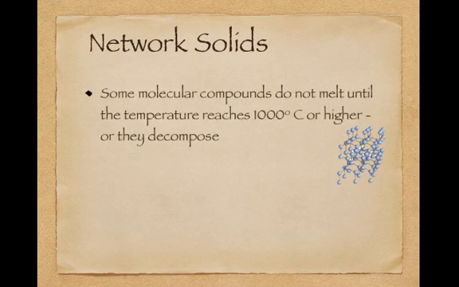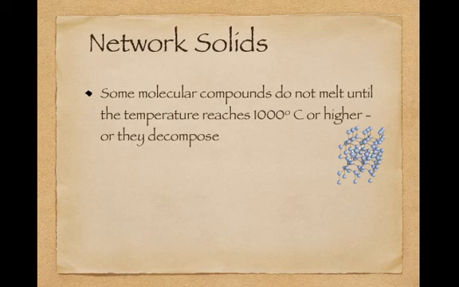Okay, let's finish up here with network solids. A network solid is a covalently bonded compound where all of the atoms are bonded. It's just like one big continuous chain. If you look at this picture on the right, which is supposed to be a diagram of carbon bonded in there, that's diamond. And these bonds are so strong and so hard to break that they have very, very high melting points, even higher than ionic ones.